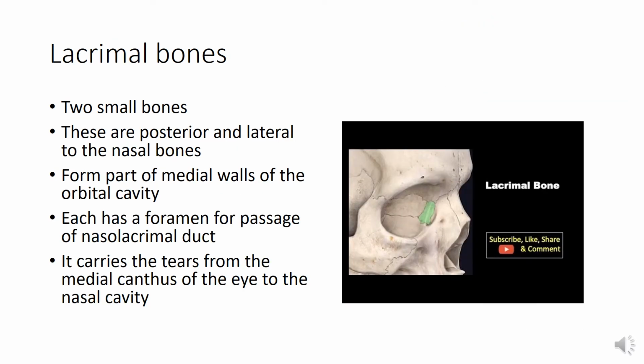Now the lacrimal bones, here you can see, so far we have studied the frontal bone, the zygomatic bone here, the maxilla. You can see this is the maxilla, and here are the nasal bones. Now lacrimal bone is a small piece of bone. There are two small bones. They are posterior to and lateral to the nasal bones, and they form part of the medial walls of the orbital cavity. So here you can see it is the orbital cavity, and this is the medial wall, and they form the part of the medial wall of the orbital cavity. Now it has a foramen for the passage of nasolacrimal duct. Now this nasolacrimal duct is the tube which conveys the tears from the eye into the nasal cavity.